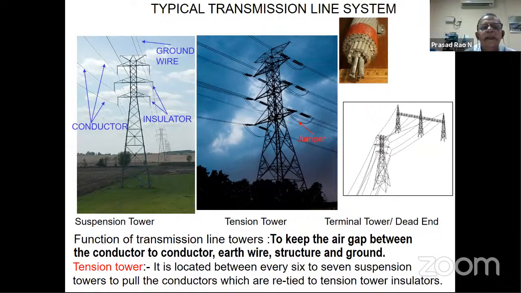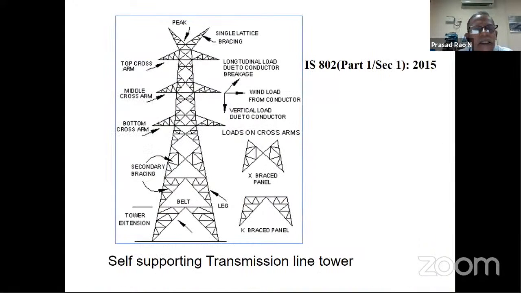The typical self-supporting transmission line tower and its parts I am showing you. And if you see here, we have 3 cross arms and 3 cross arms. Then we have 2 ground wires. The function of the ground wire is to protect the conductors from lightning strokes. The number of ground wires depends on the isokeraunic level in that area. That means the number of thunderstorms per year. Based on that, this will be decided, and also the shielding effect.